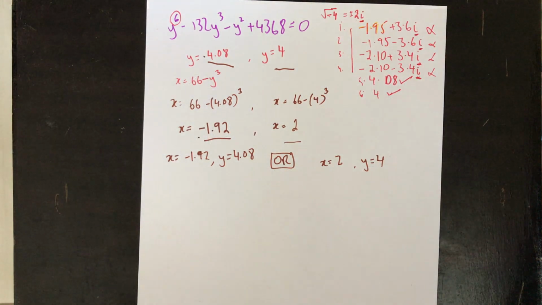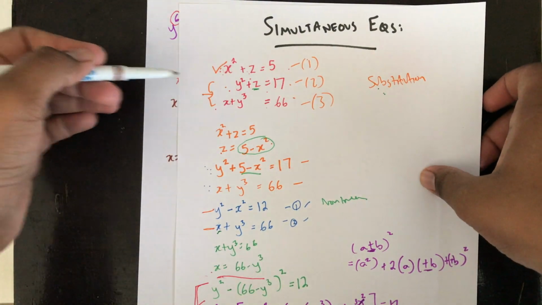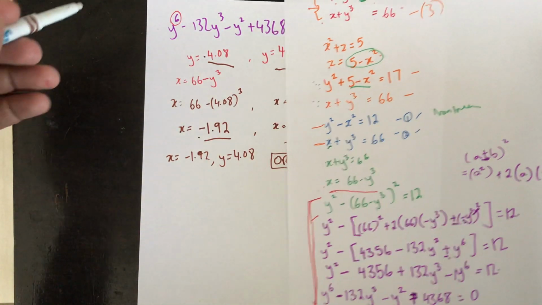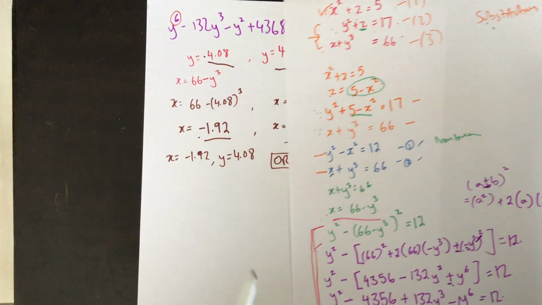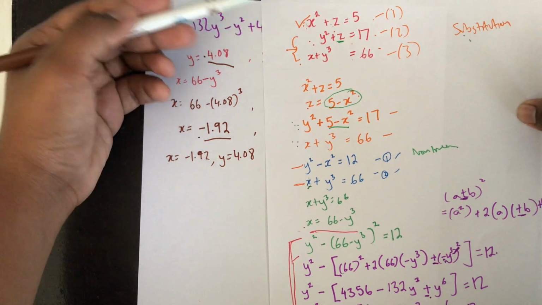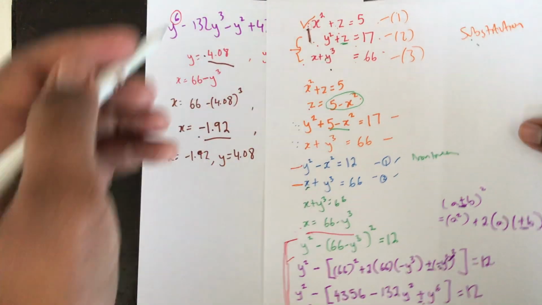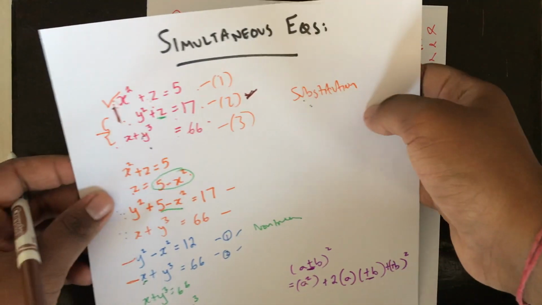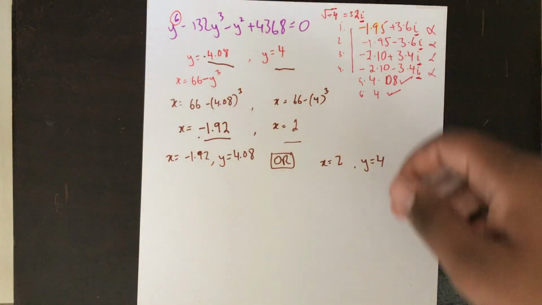So because I have my x and y, it will become very easy for me to find z. So this was our question initially. We have x squared plus z is equal to 5, y squared plus z is 17, and x plus y cubed is 66. Which one seems to be the easiest? To me, we'll have to use z in one of the equations, so we only have equation 1 and 2 to choose from, because equation 3 only has x and y, so we can't use equation 3. So the easiest equation to use from these two would be equation 2. So let's get the value of z.